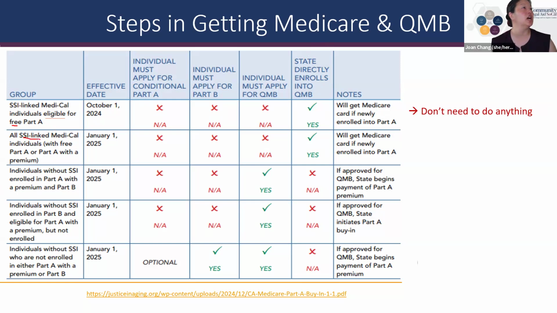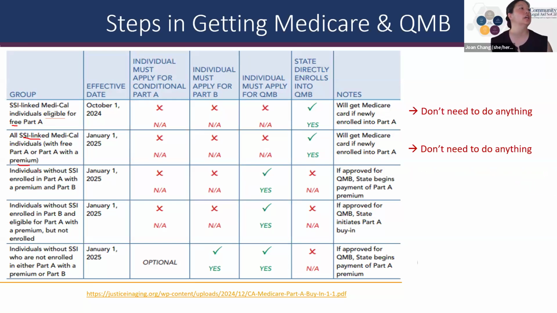So for folks who have SSI, but who may have to pay a premium for their Part A, for those who didn't have enough work credits, those folks also don't need to do anything. They're going to be auto-enrolled into Medicare and auto-enrolled into QMB. So don't need to do a darn thing. These have been changes that have recently happened in the last year and a half. And so we're very grateful for these legal changes, because these folks used to have to actually apply for these programs, but not anymore. You don't have to lift a finger, and it just automatically happens on the back end with the computer systems talking to each other.